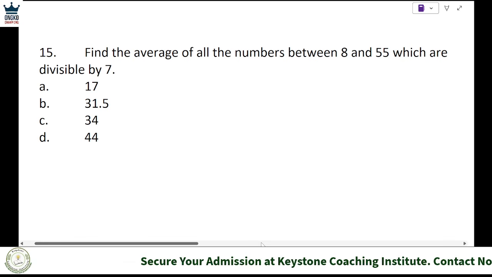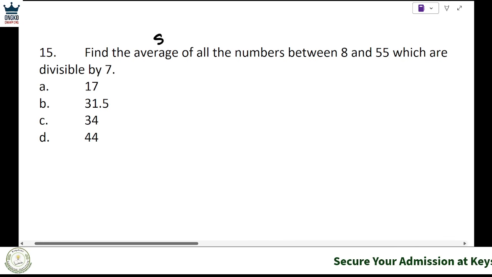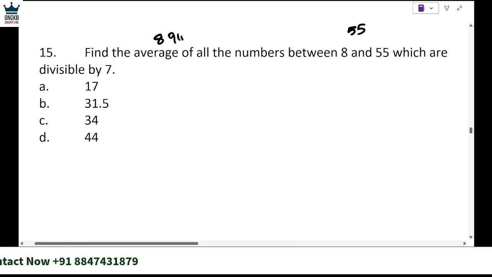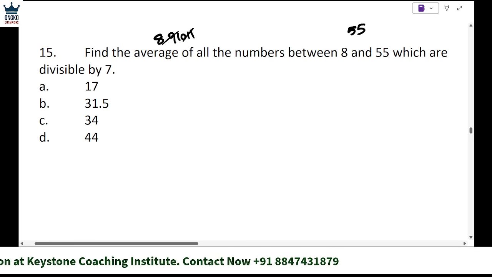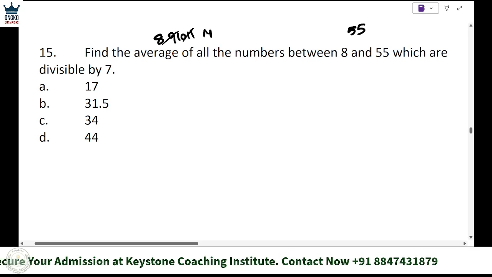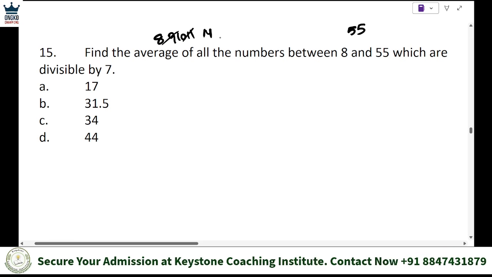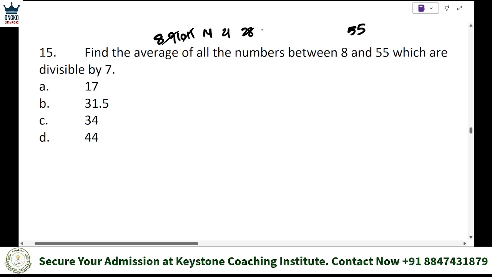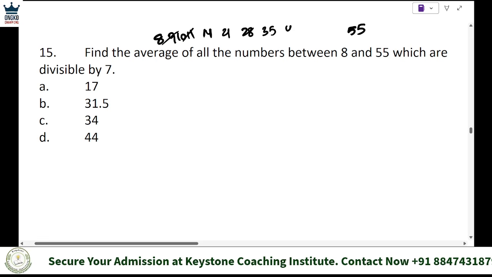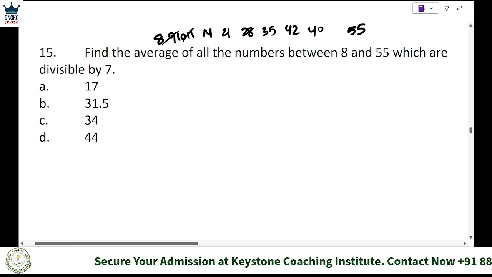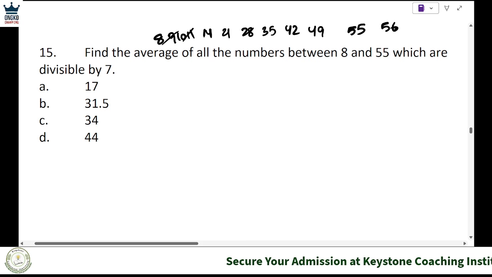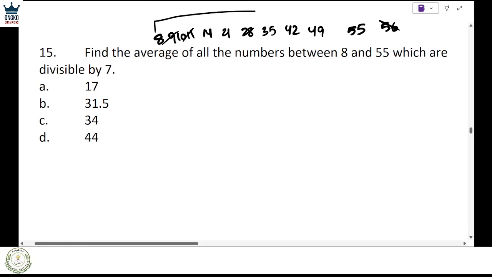So the numbers between 8 and 55 that are divisible by 7. 8 no, 9 no, 10 no, 11 no, 12 no, but 14 yes. 15 no, 16 no. That means multiples of 7. So 7 times 2 is 14, 7 times 3 is 21, 7 times 4 is 28, 7 times 5 is 35, 7 times 6 is 42, 7 times 7 is 49, 7 times 8 is 56. 56 is beyond the range, so it will not be included.